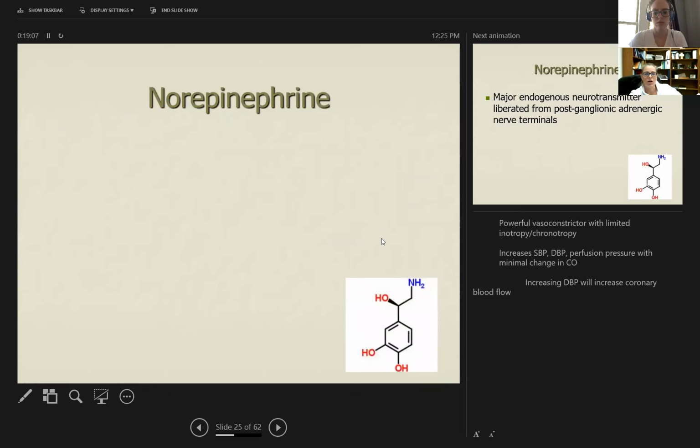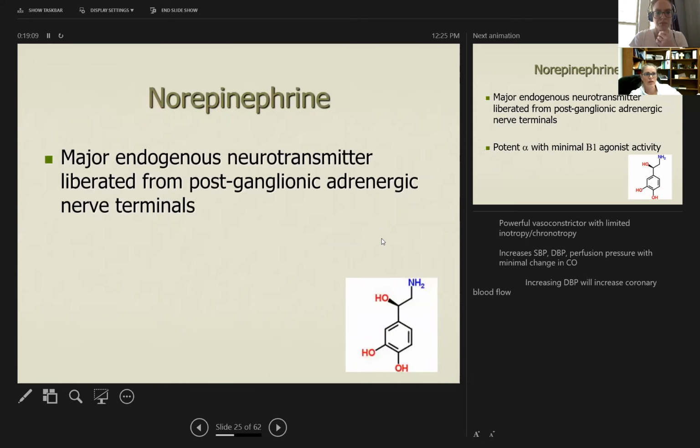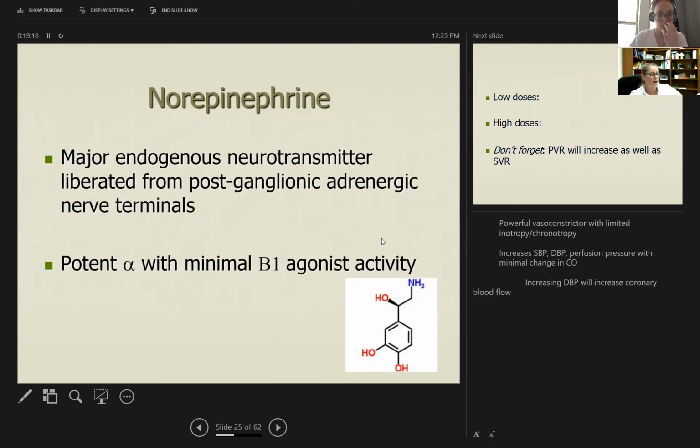Norepinephrine, moving back to our endogenous catechol. Again, another endogenous neurotransmitter that comes from our postganglionic adrenergic nerve terminals. And this is a powerful, powerful vasoconstrictor. So very, very potent alpha effects with minimal beta 1 agonist activity. So we don't get nearly as much squeeze and we don't get nearly as much heart rate elevation. This works a lot more in the periphery, right? This is going to be our peripheral vasoconstrictor of choice.